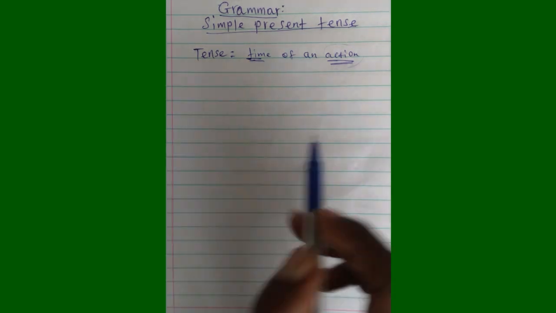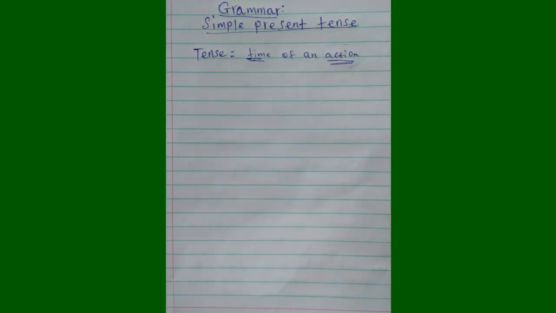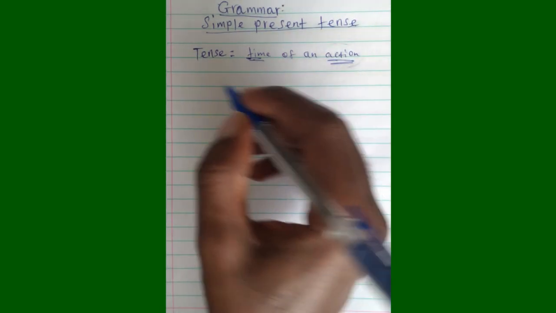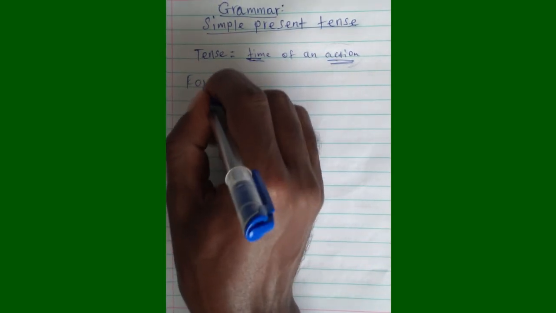So depending on this, what is simple present tense? And there are many common mistakes that people make when they are using the simple present tense to describe actions. Let's go and see the simple present tense and the common mistakes people make in it. So, let's start with the structure.